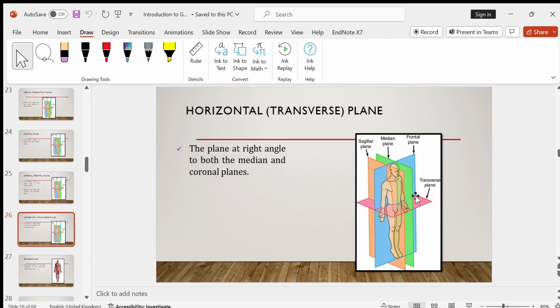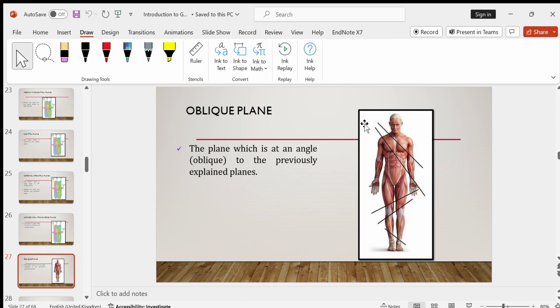Now, horizontal plane is also called the transverse plane, this pink one. It is dividing the body into an upper half and a lower half. Oblique plane is any plane that is dividing the body obliquely into two halves.